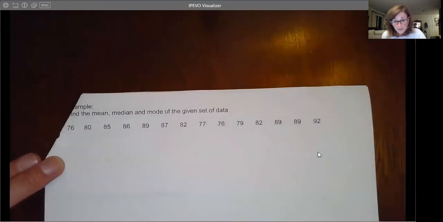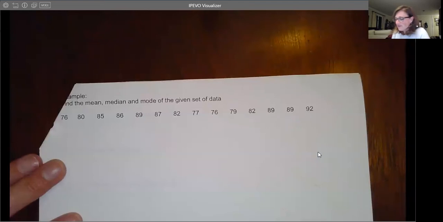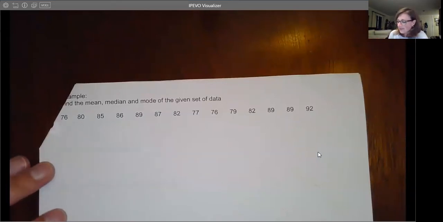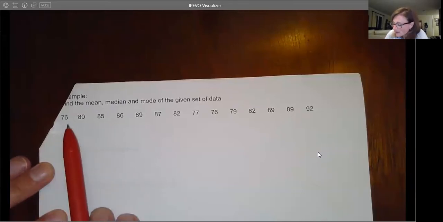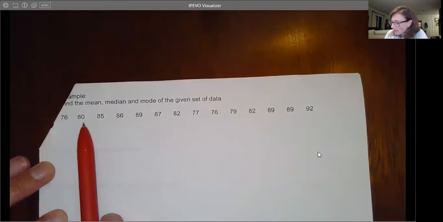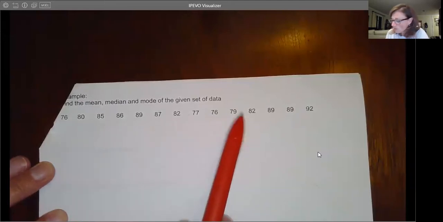Okay. So the first thing you have to do is put the data in order. That's the very first thing. So it says find the mean, median, mode. It takes a little while, so you might want to just pause the video instead of watching me do it. But I'm going to go ahead and put the data in order.